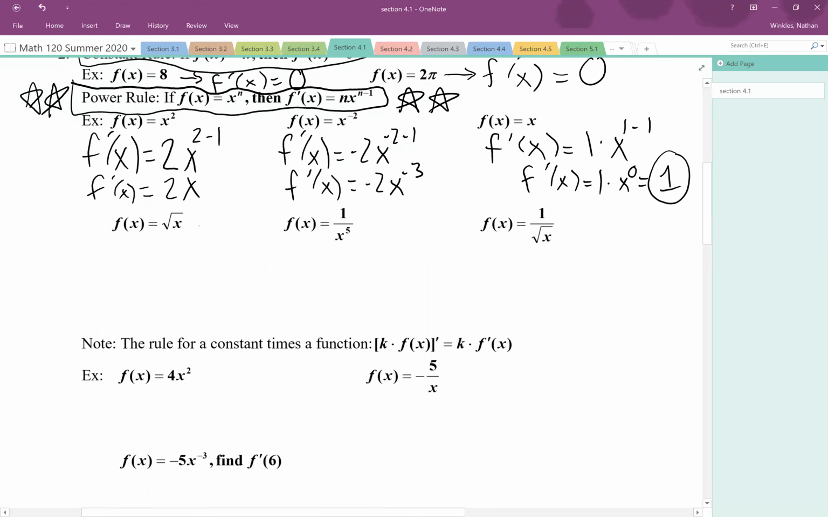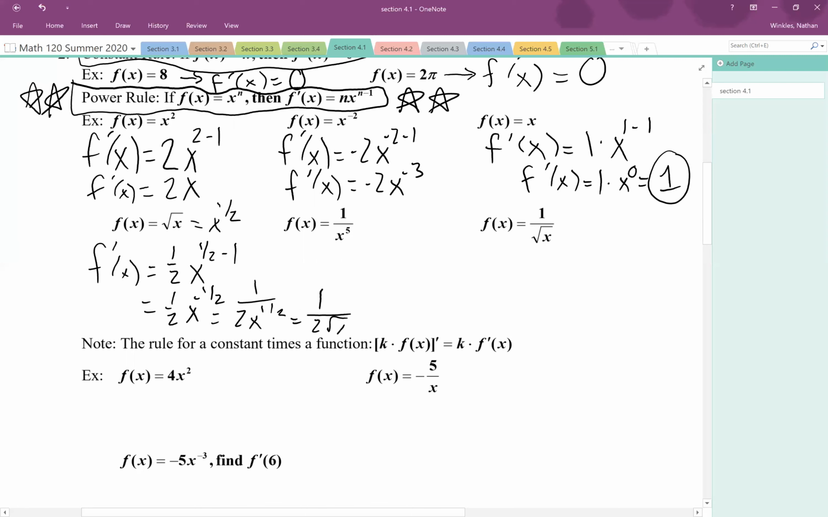If we have square root of x, the first thing we need to do is write this as rational exponents. So this needs to be written as x raised to the 1 over 2. That means that f prime of x is equal to 1/2 x to the 1/2 minus 1, which is 1/2 x to the negative 1/2. We normally don't want to leave this as a negative exponent because they gave it to us in radical form. So this would be 1 over 2x to the 1/2, which would be 1 over 2 times the square root of x. That would be our f prime of x in this case.